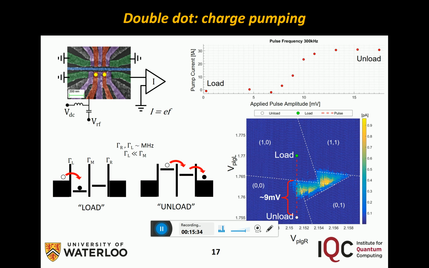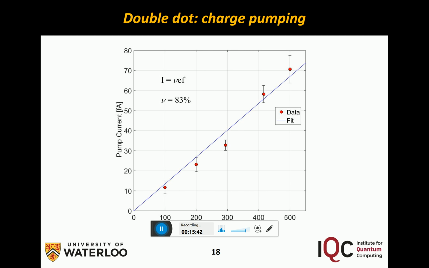So after one cycle of this, you've effectively taken an electron from the left and brought it to the right. If you perform this for several frequencies in the range of kilohertz and plot the measurable current, which is in the range of tens of femtoamps, then you see the expected linear relationship between the two. In this case, our efficiency was determined to be 83%. But this really highlights that we can indeed do pulse experiments.